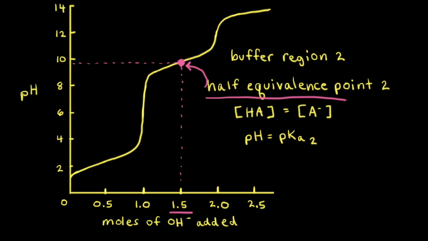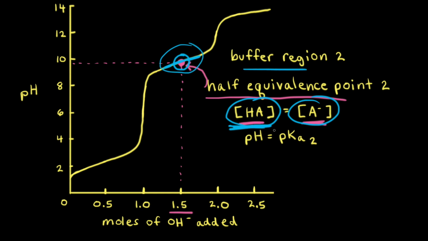Since we've neutralized half of the HA that was present at equivalence point 1, now the concentration of HA is equal to the concentration of A-. And since we have significant amounts of both the weak acid and its conjugate base, we have a buffer present in the region around half equivalence point 2. So we can see the pH is changing very slowly in this region around the half equivalence point as hydroxide anions are added. And so this represents buffer region 2.